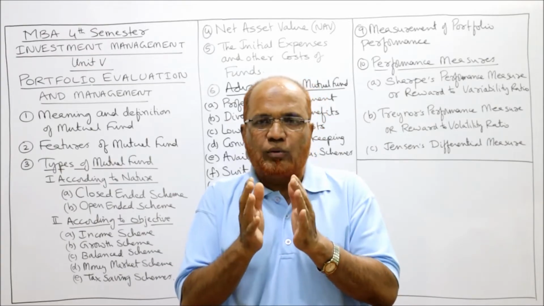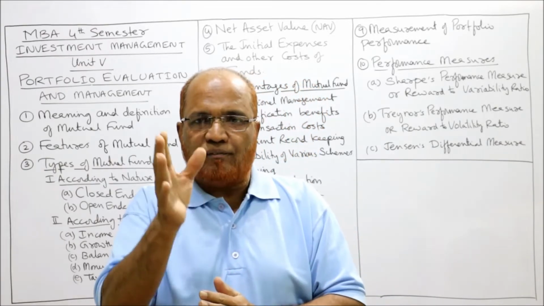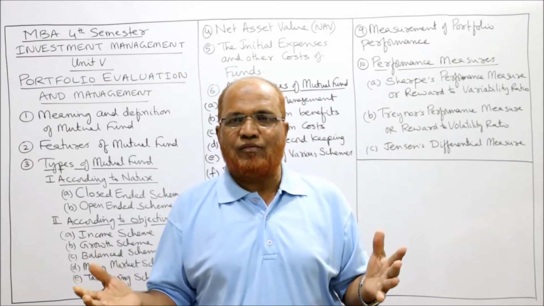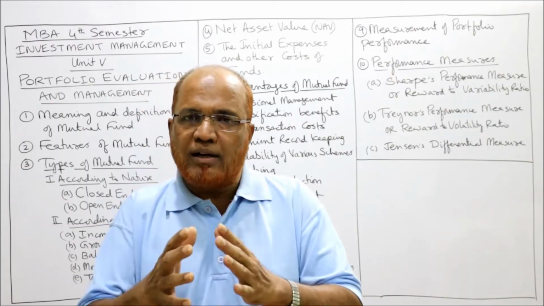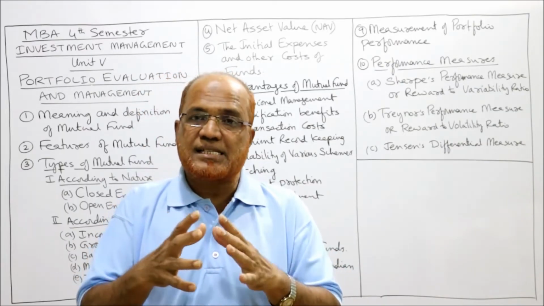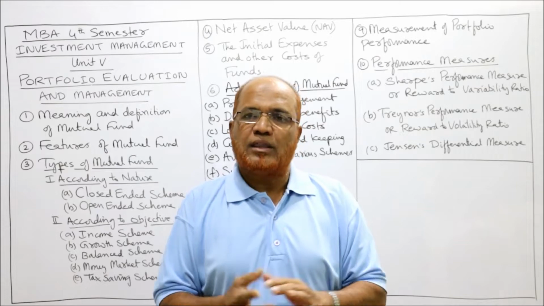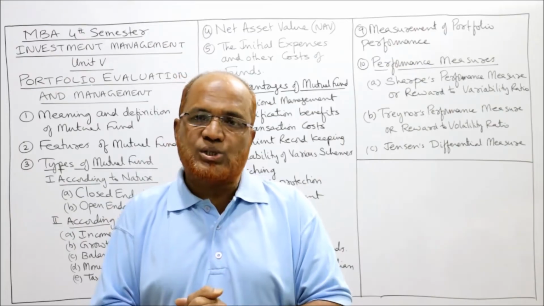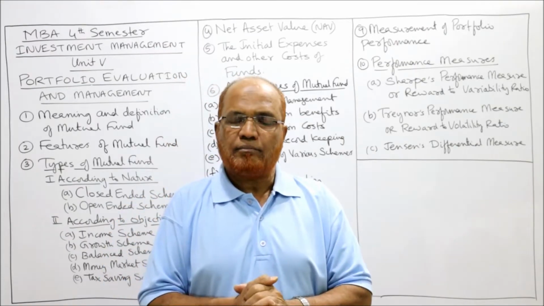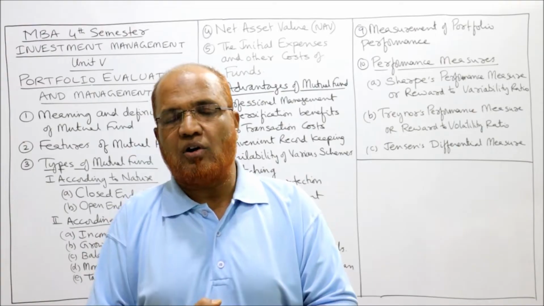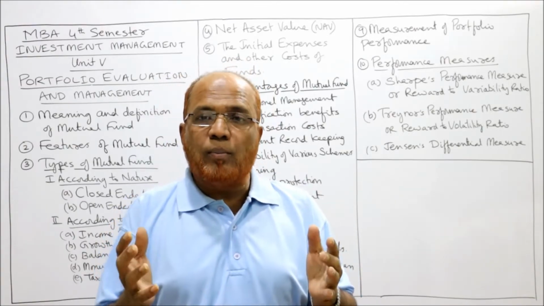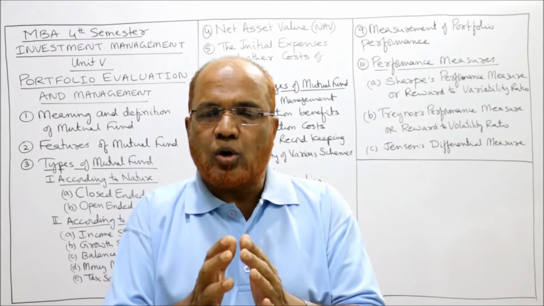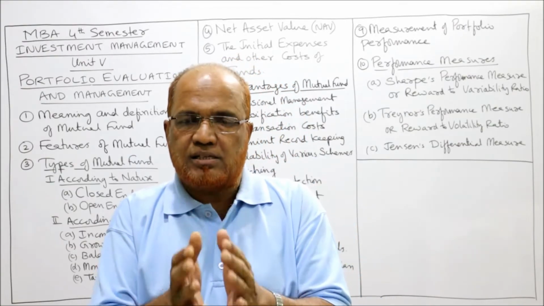This fifth unit can be divided into two parts. The first part is regarding the mutual fund. What is a mutual fund? What are the features of a mutual fund? What are the different types of mutual funds? What are the schemes in mutual funds? Then what is NAV, net asset value? Then what are the loads or costs incurred in managing the fund? Then what are the advantages of mutual funds? Then what are the problems and prospects of the mutual fund industry in India? These are the topics we are going to discuss in this unit.